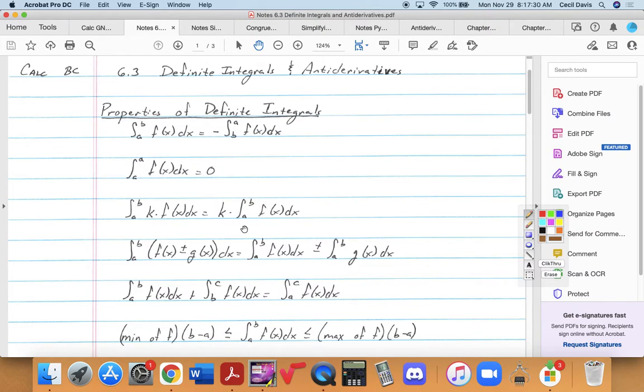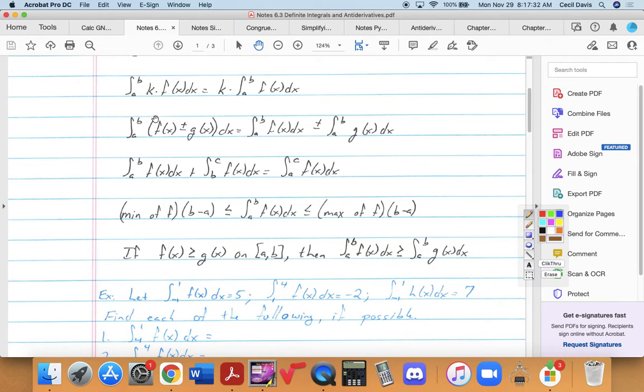All right. So this next one, the integral from a to b of k times f of x dx is equal to k times the integral from a to b of f of x dx. Now, that should remind you of two things. First of all, when you're taking a derivative of a function, what do you do with any constant multiple? You keep it.